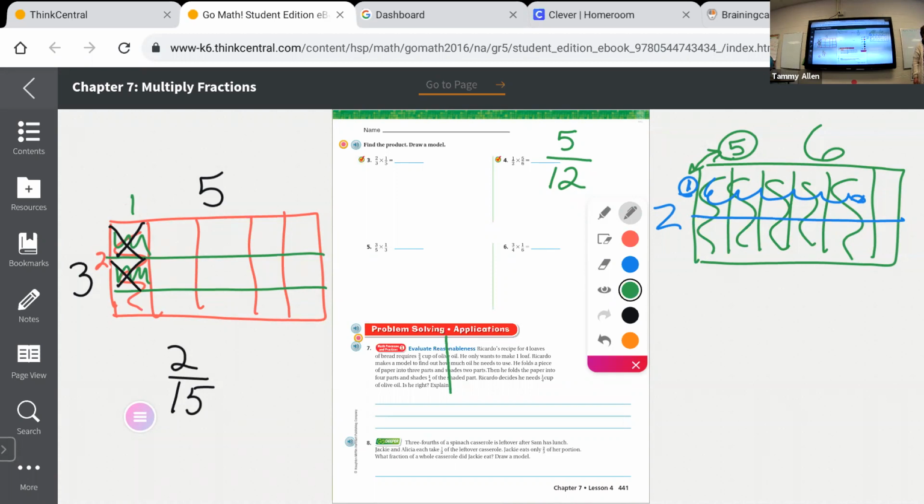Yes. That's next. Okay? The assignment on page 443.